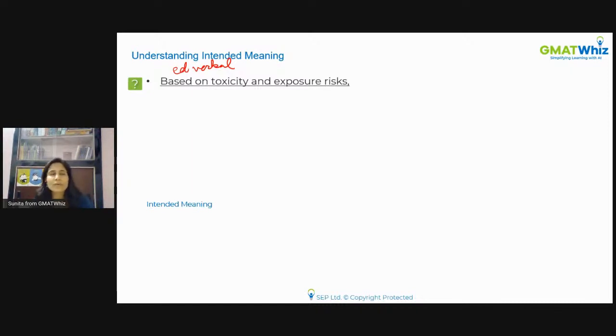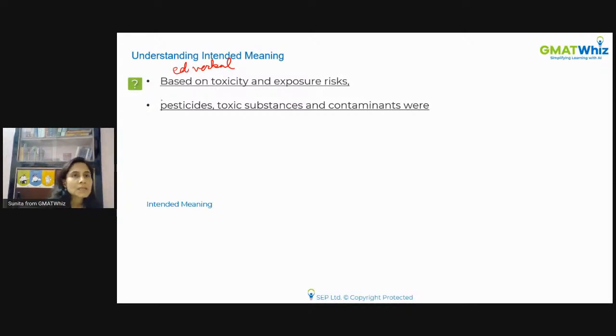All right, let me move forward. Pesticides, toxic substances, and contaminants. All right, so I have a group of these three nouns. These three nouns based on toxicity. Now, wait a minute. This makes no sense. How can the pesticide be based on toxicity? I mean, this is weird. Is the pesticide based on toxicity? And then we are saying based on toxicity, toxic substances. And then we are saying based on toxicity, contaminants. This doesn't make sense. Clearly, the based on is not making sense.